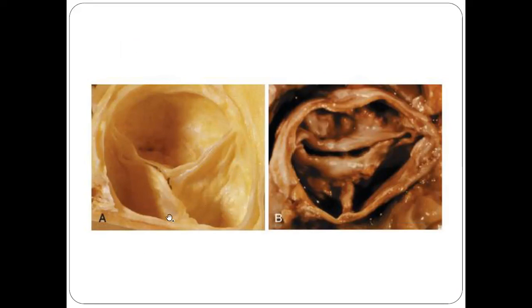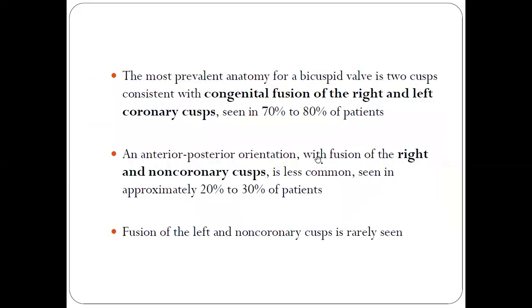And this is because of the fusion of two cusps, leaving a remnant, which is usually known as the raphe. And this is completely considered as a single cusp, and this is the other cusp, hence this is known as a bicuspid aortic valve.